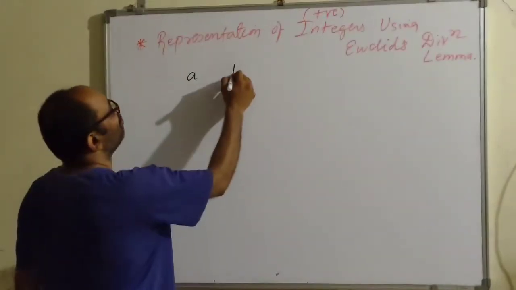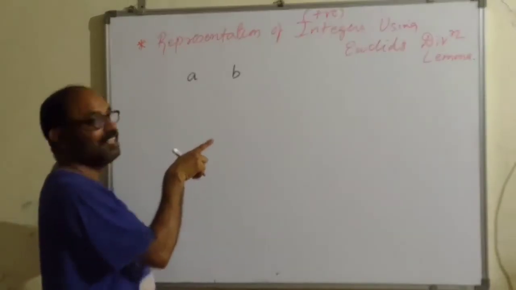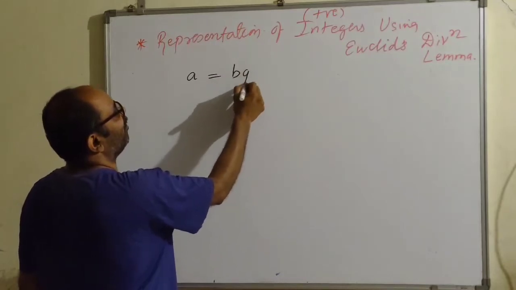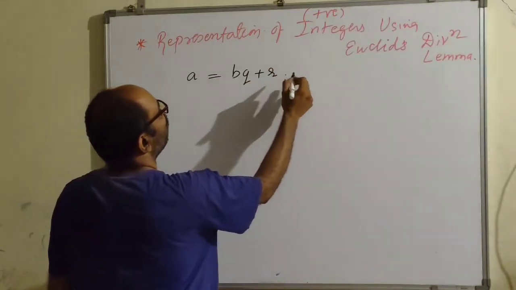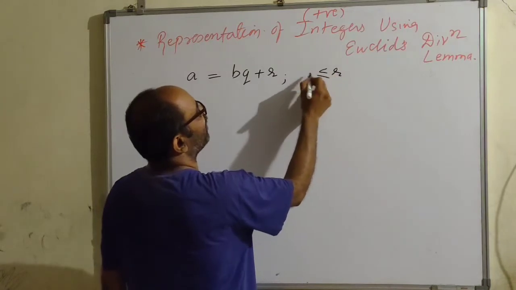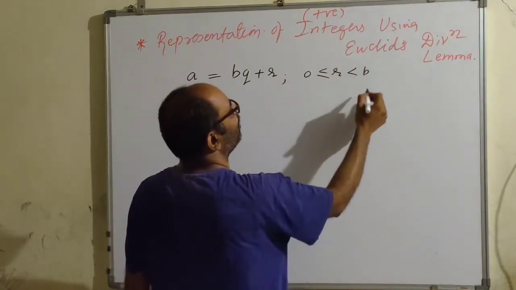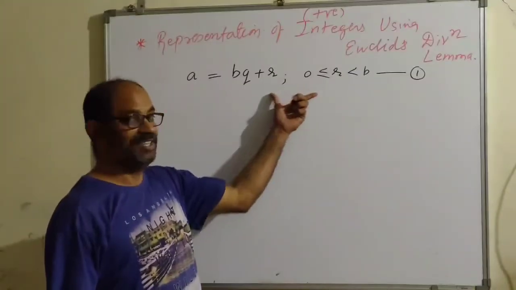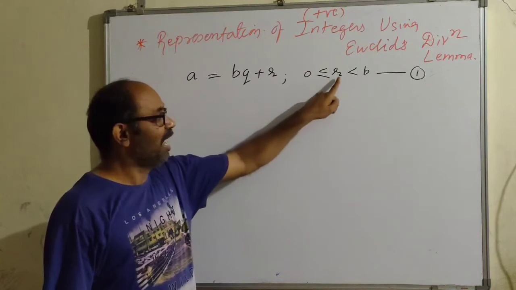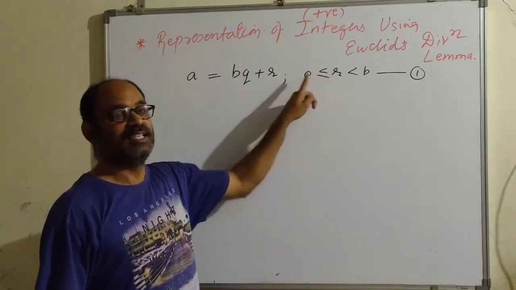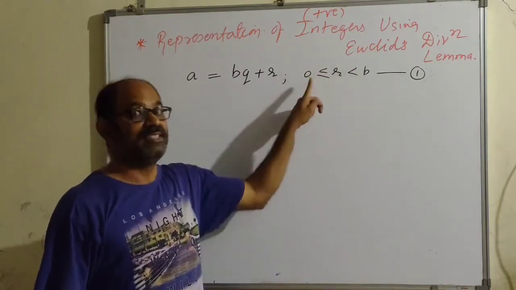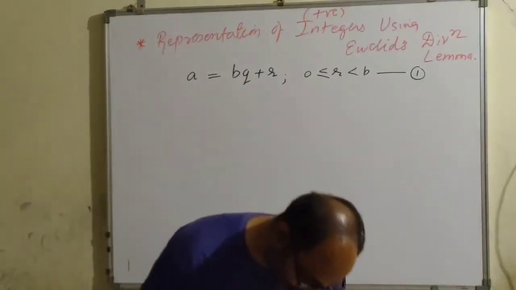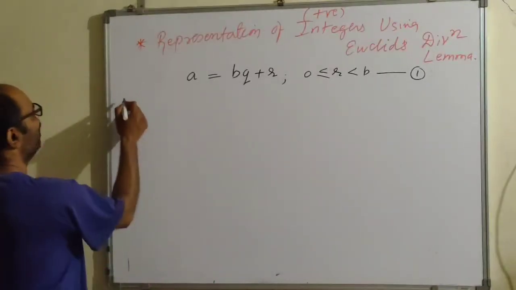A and B are two positive integers such that A is greater than B. Then this A, dividend, is equal to divisor into quotient plus remainder, where that remainder is greater than or equal to 0 and less than B. This is equation number 1, which is Euclid's division lemma. Here I can say the value of R is between 0 and B, where 0 is included and B is not included. Now what can be chosen as divisors?